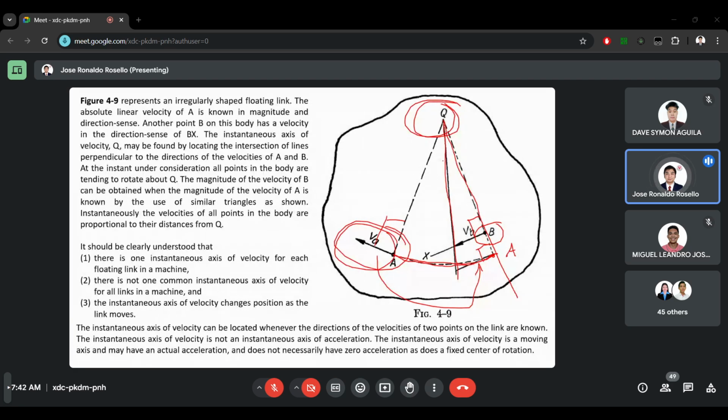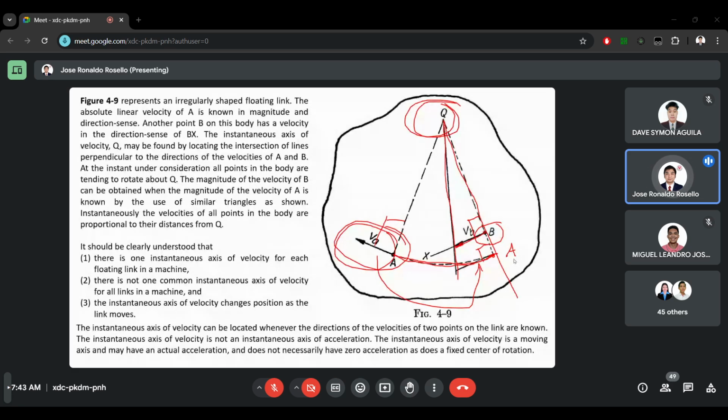So once we have this triangle, we'll just make a perpendicular line from point B going to this triangle, and now we have velocity B. So this is a faster method than the resolution and composition method.